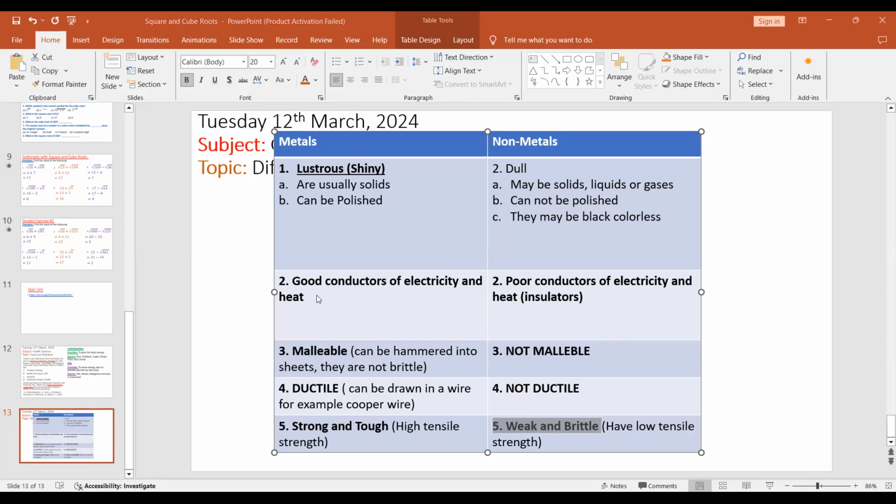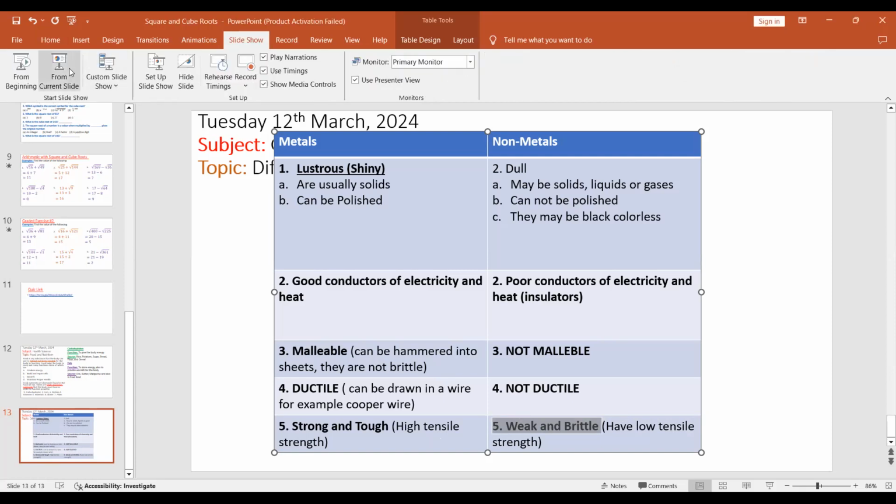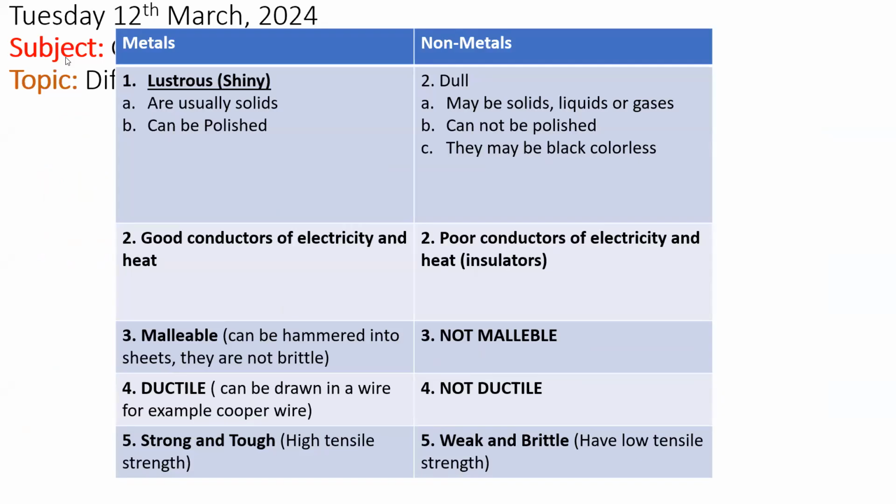All right, so China, give me one example, one difference between a metal and a non-metal. Not China. Dior, it's Dior. An example is metals are shiny and non-metals are dull. Very good. Metals are lustrous and non-metals are dull.